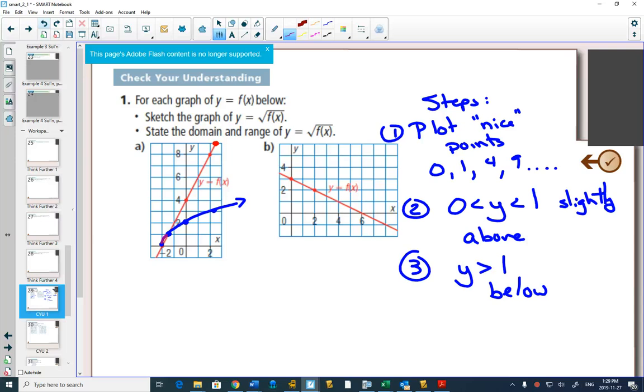But other than that, those steps remain the same every single time. Your nice points, always going to have 0, 1. That's the only nice points I have on this because it never gets to 4. If I would extend it, could you see that you can sort of estimate that it would get to 4 at about there? When your y values on your original graph are between 0 and 1, it's got to be slightly above. And then after 1 below.